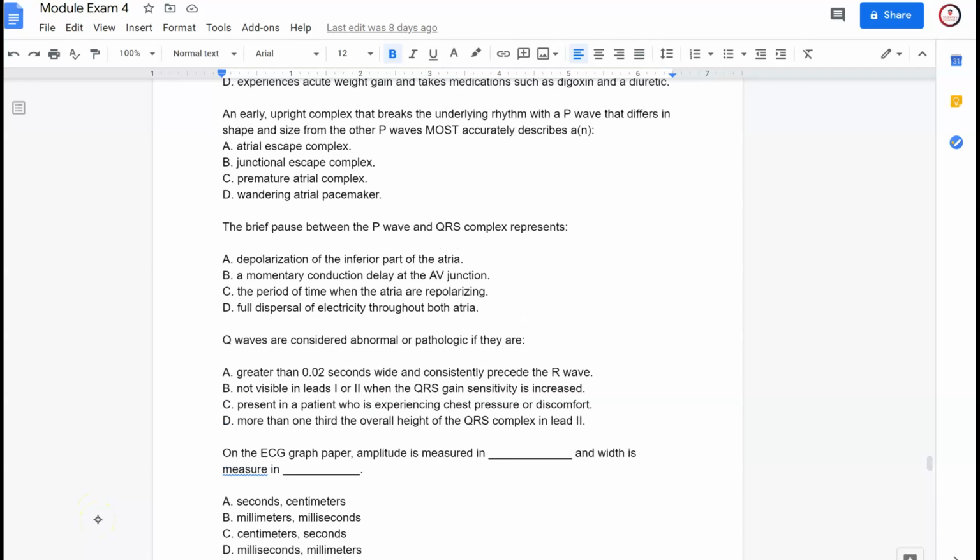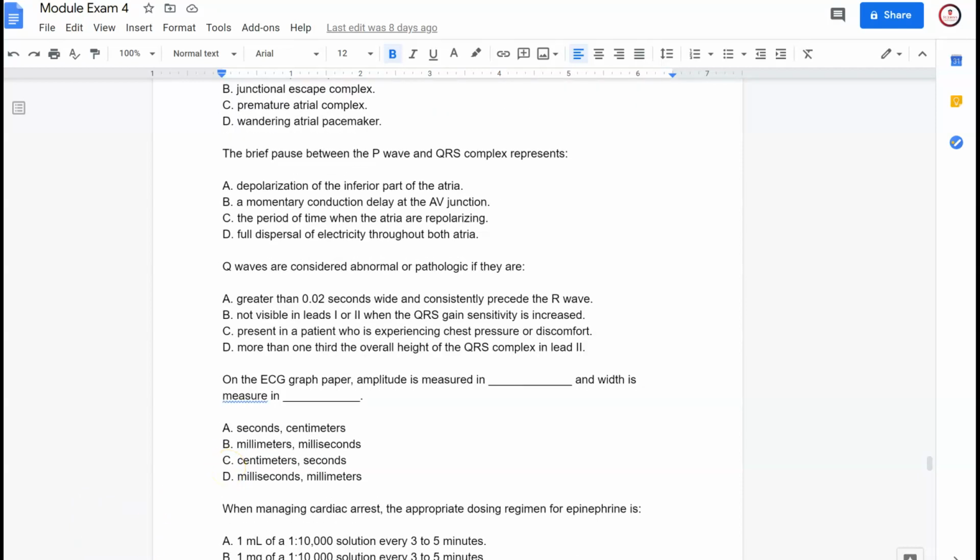A brief pause between the P wave and the QRS complex represents depolarization of the inferior part of the atria. No. A momentary conduction delay at the AV junction. Yes. Period of time when the atria are repolarizing. No, that gets buried inside the QRS complex. Full dispersal of electricity throughout both atria. No, that's your P wave.